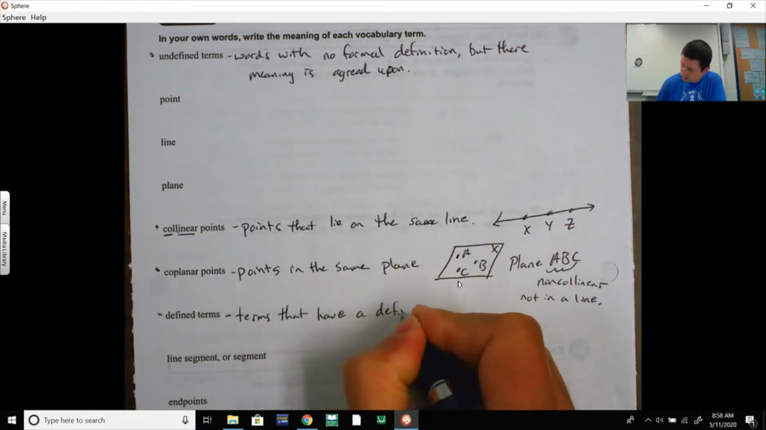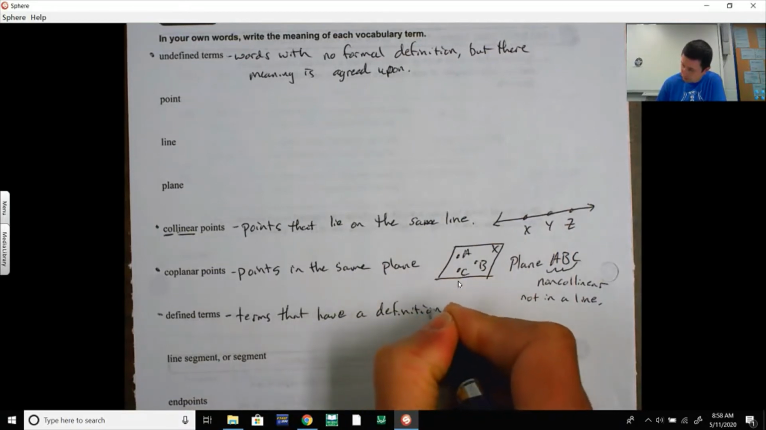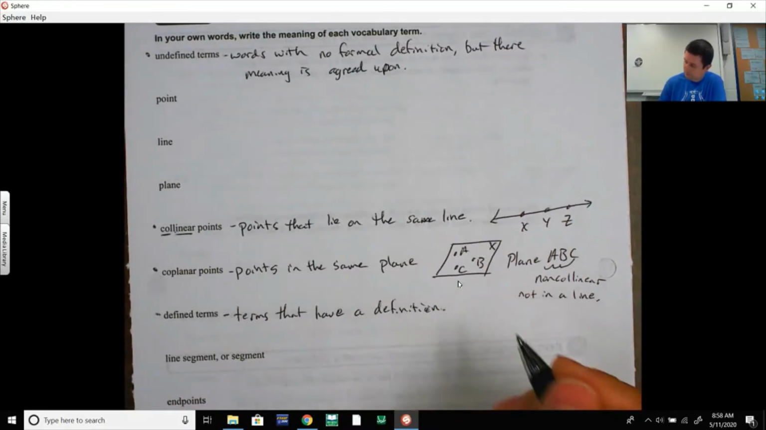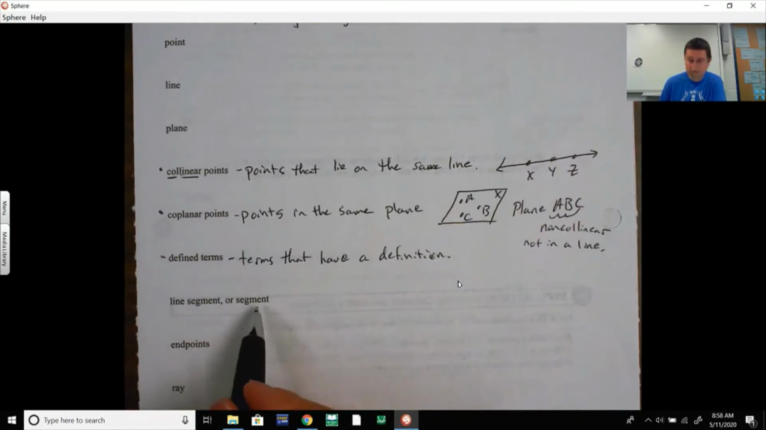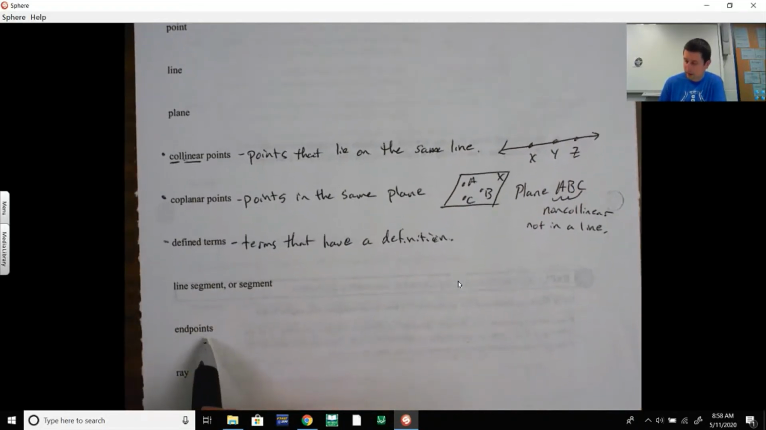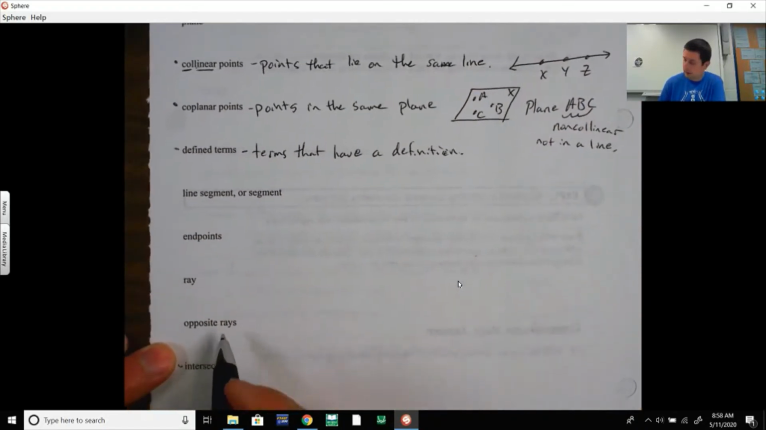Terms that have a definition. That's kind of a cop out, using definition in the word define. But a line segment, or just a segment. Endpoints, we've talked about that. Rays. Opposite rays.